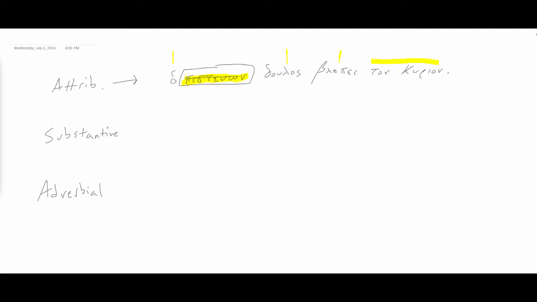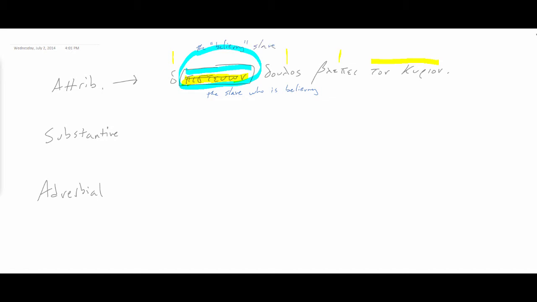Now, in this slot right here, we can put an adjective. We could say the good slave, ha agathos doulos. The evil slave, ha panegros doulos. Or we could say the believing slave, ha pisteuon doulos. The believing slave is seeing the Lord. And in English, that often gets smoothed out as a who clause, a relative clause. The slave who is believing is seeing the Lord. But if you look at it very literally, it's the believing slave.